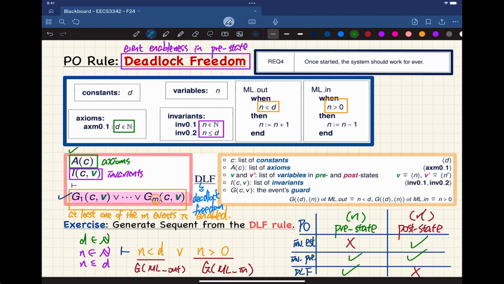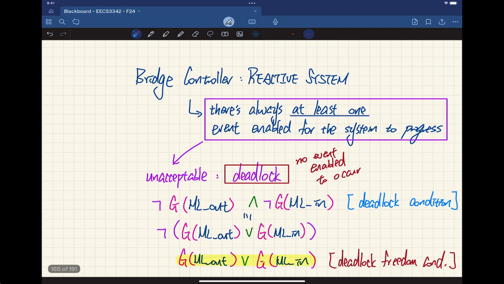Question? Why does it? Okay, the reason that deadlock freedom involves the pre-state conceptually is because deadlock freedom has to do with whether all the events are not disabled. Put it in this way. If you go back to this sketch over here, it would be deadlock free for the system if either this event is enabled or this event is enabled. If none of them is enabled, you'll be deadlock.